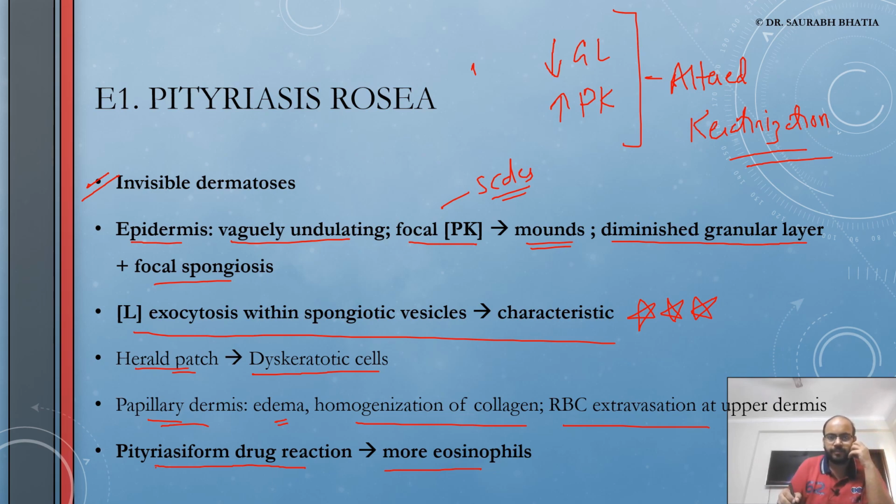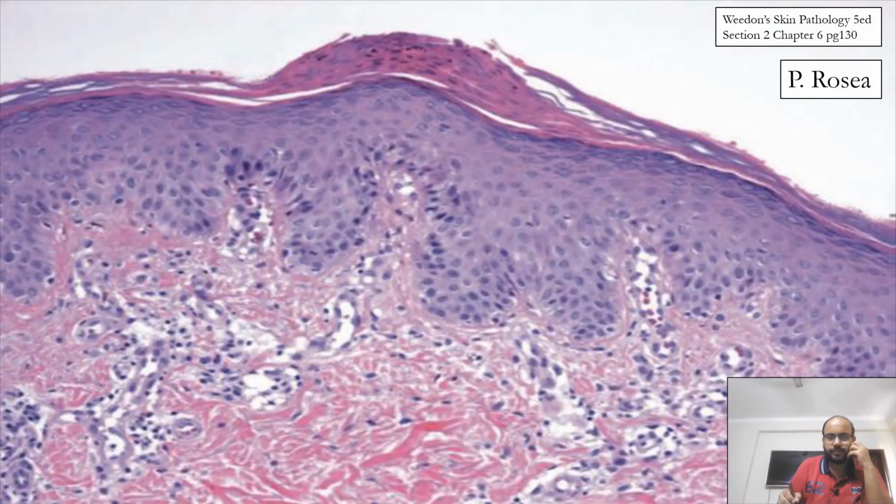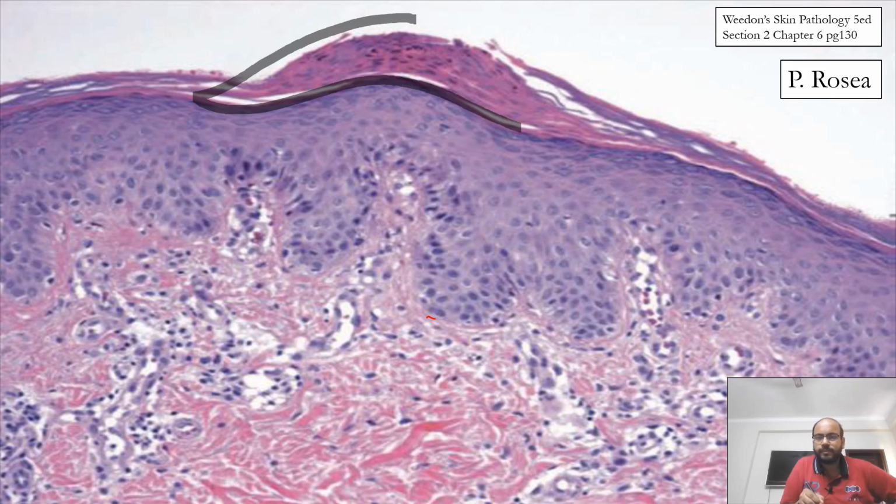Keratinocytes that have nucleus in them. And what do we call when we see nucleus inside the cells in stratum corneum? We call it as parakeratosis. Okay, so decreased granular layer and increased parakeratosis are both features of altered keratinization.